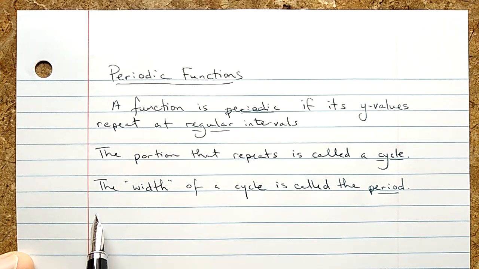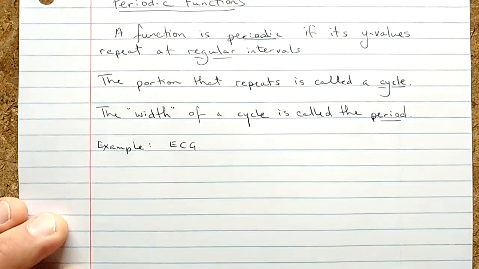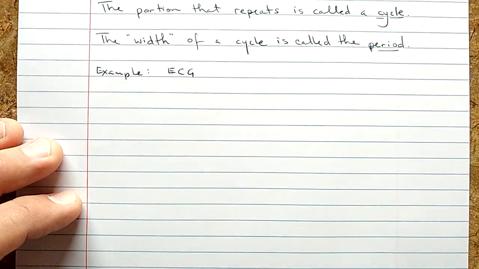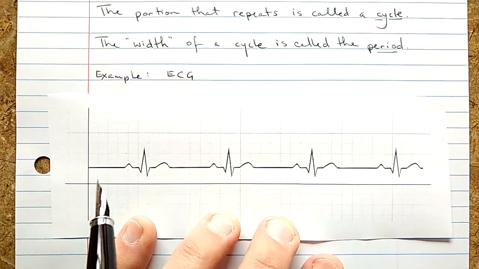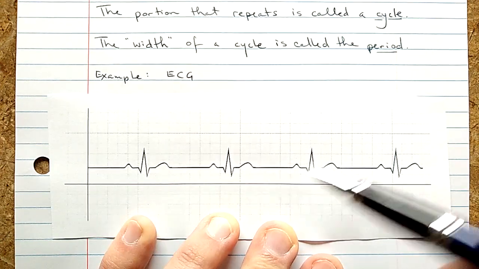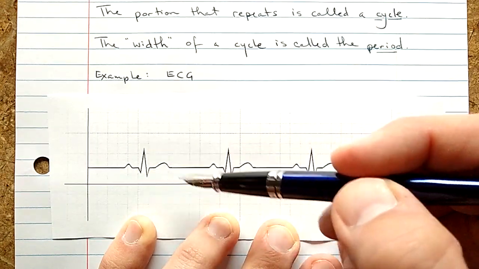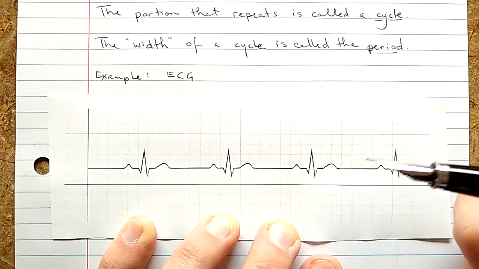So let's look at an example. We're going to use an ECG, electrocardiogram, which is like that heartbeat graph. I have one already printed out here that we're going to use. This section in the center here is the function itself. These are my axes, and this is in millivolts or something like that. This is the electrical energy that's being detected by the ECG.